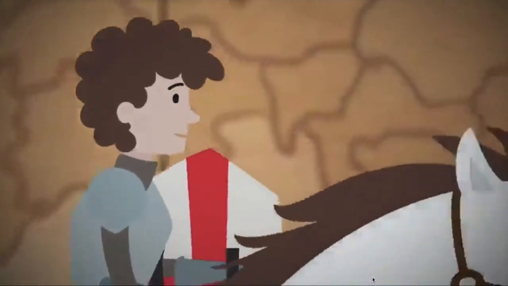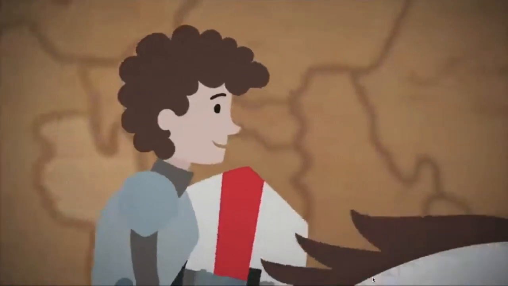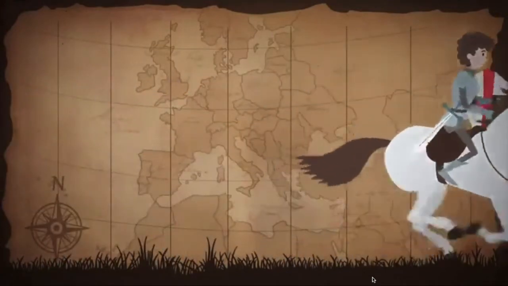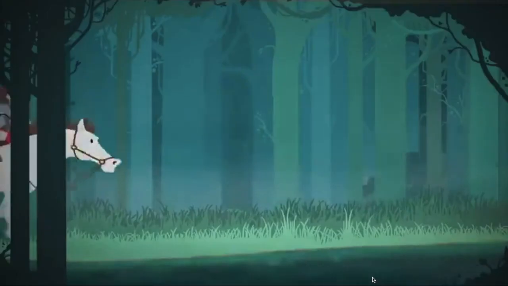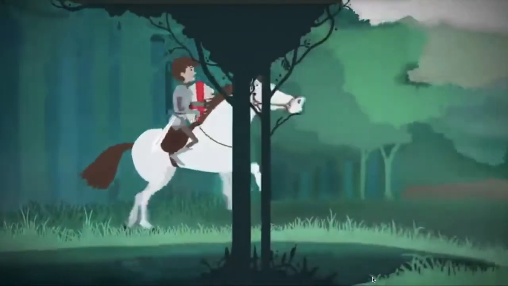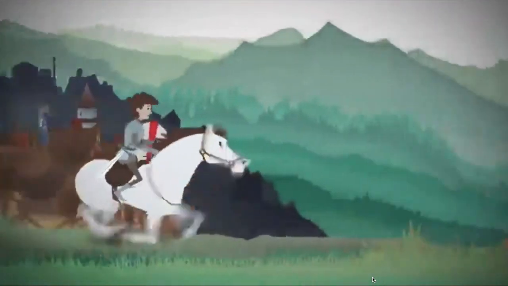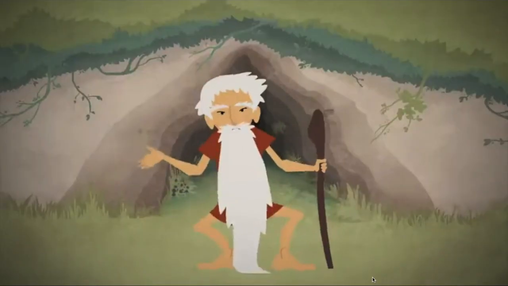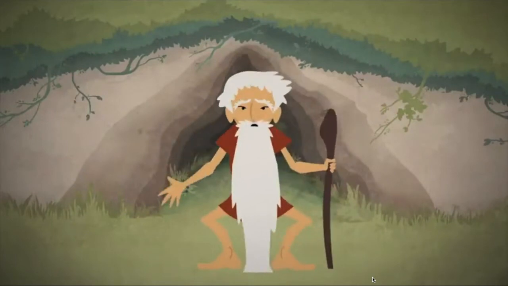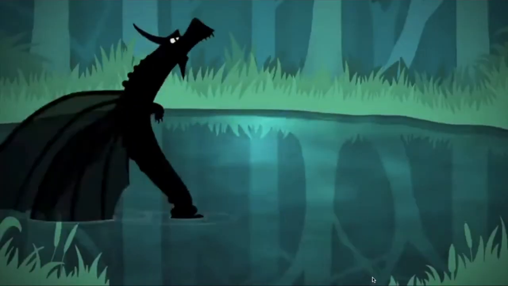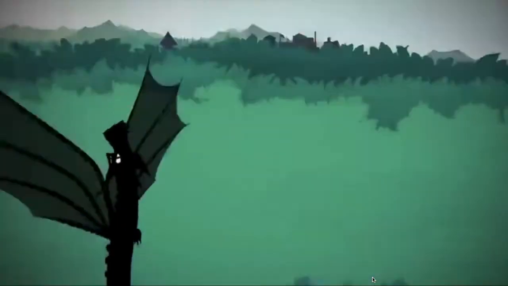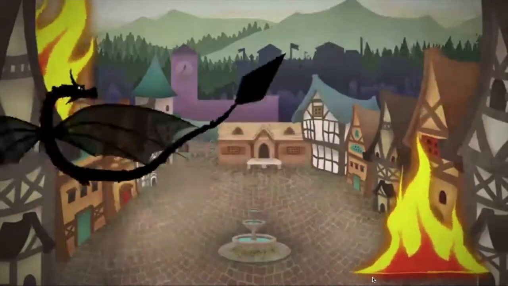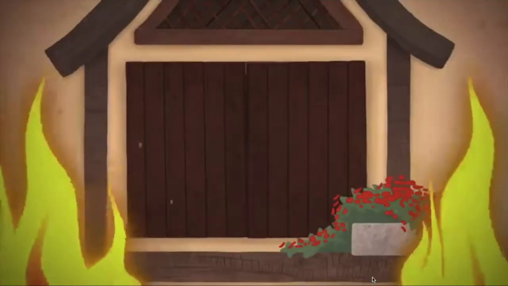Once upon a time, there was a brave knight called George. George had lots of adventures as he travelled by horse across many lands. One day he came to a small village and met a man who lived in a cave next to the village. The hermit told the knight about the awful things that were happening there. A terrible dragon had come to live in the lake and attacked the village every day. The villagers didn't know what to do.